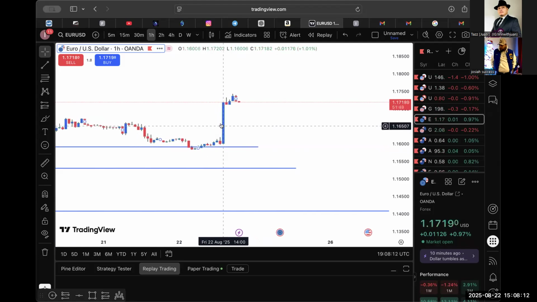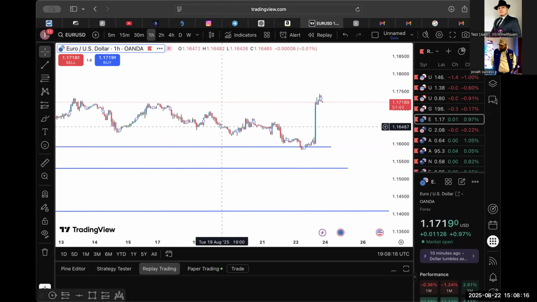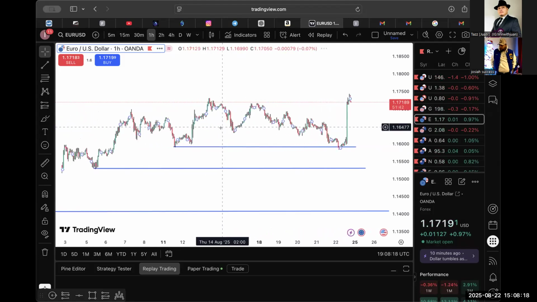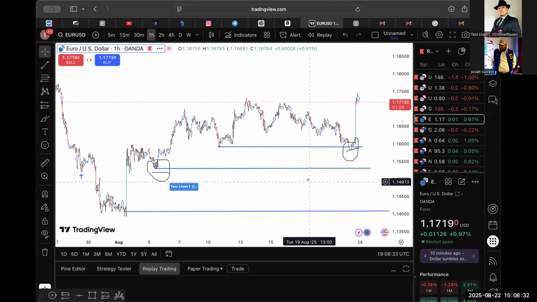Shrink your chart tighter. Keep going, keep going. Now stop. See, this is low, right, so this is low. So this low is higher than this low. So this is a higher low. Yeah, right. You see it.